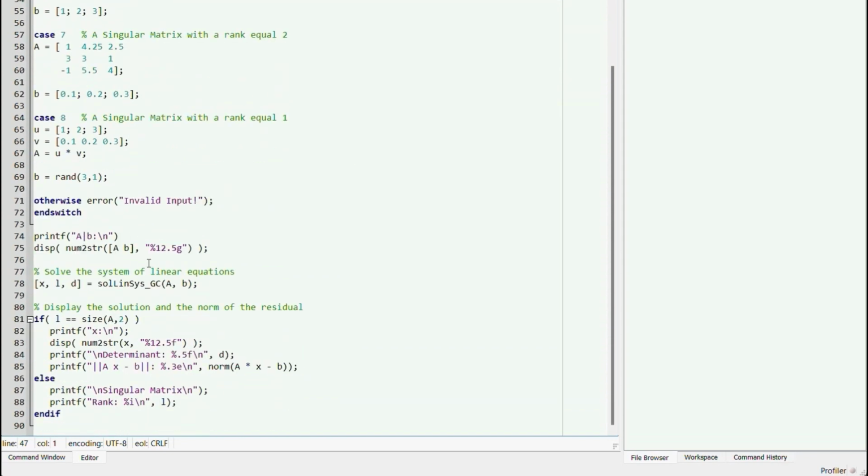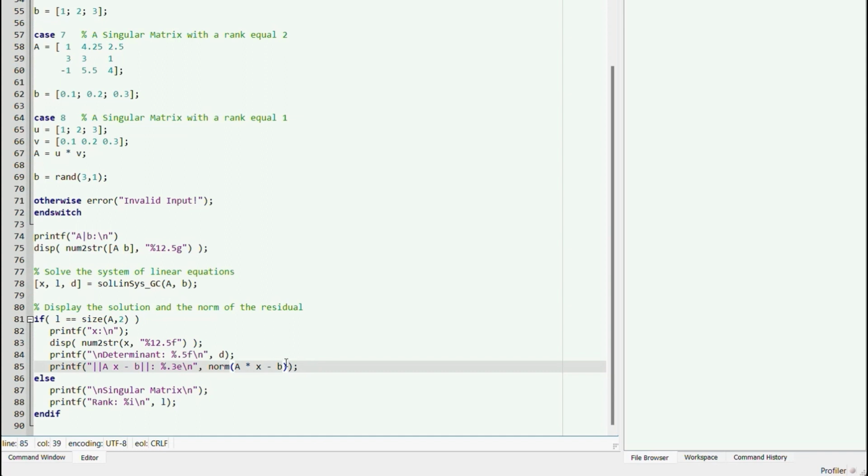Then we print the system using num2str and printf, and then we call our function linear system Cramer with A and B, the tolerance default value, and we get X, L, and D. If L, the rank, equals the size of the matrix, the number of rows or the number of columns, then we have the solution. We print it, we print the determinant, and we check the residual. This is the residual.